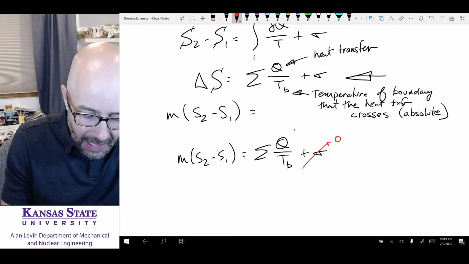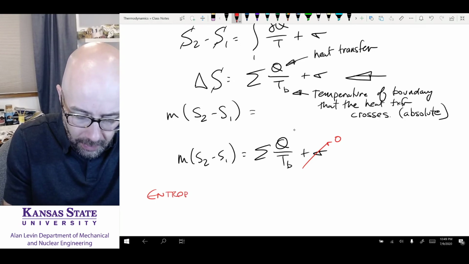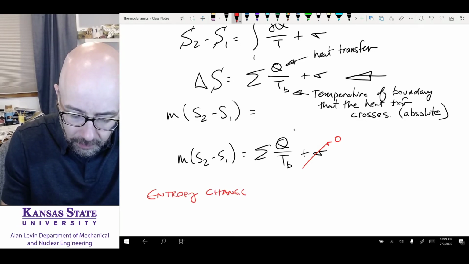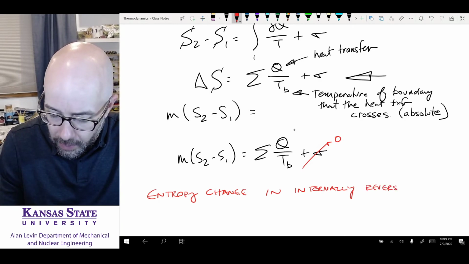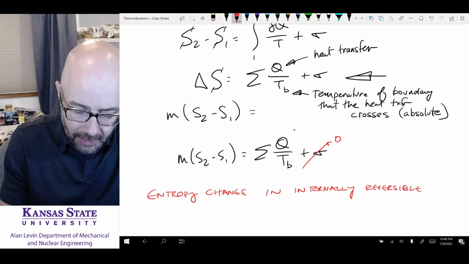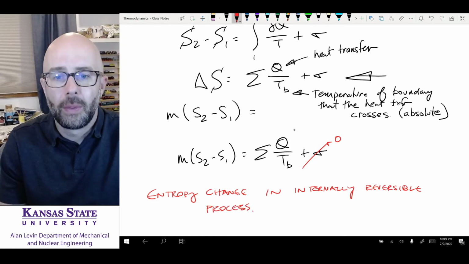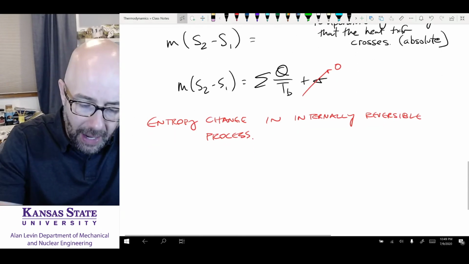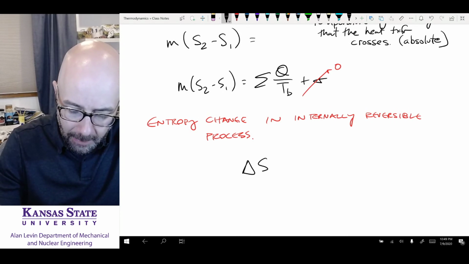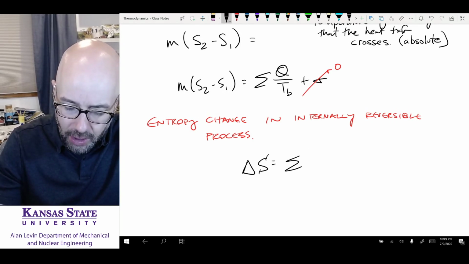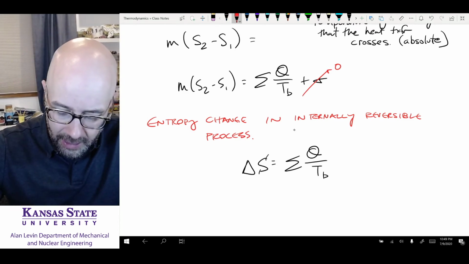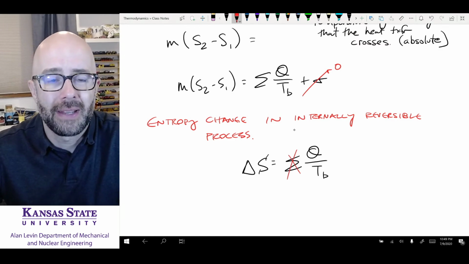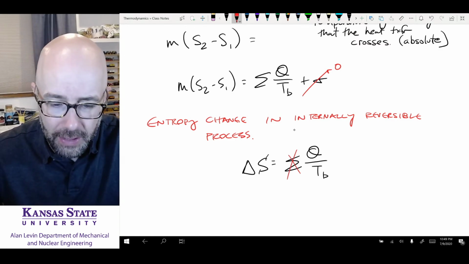Okay, so let's look at entropy change in internally reversible processes. We talked about internally reversible processes, what they are. We said they are real, and we can deal with those. So if we have that situation, delta S is going to be equal to the summation of the heat transfer over the temperature at which that heat transfer occurs. Quite frankly, we're often just going to have one heat transfer to deal with, so we don't have to worry about a summation.